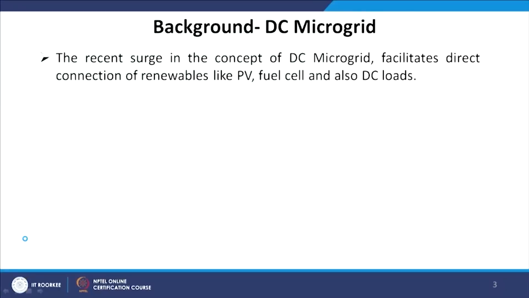Now, similarly, let us see what a DC microgrid is in specific. The recent surge in the concept of DC microgrid facilitates direct conversion of renewables like PV and fuel cell, and also DC loads. Just imagine you have a system where you have a huge amount of PV connected, as well as loads which are purely lighting. A DC microgrid is wonderful, because you can take all the energy in the form of DC and then cater all your loads in the form of DC, though the voltage uplifting or downgrading has to be done, but certainly it is a purely DC platform.